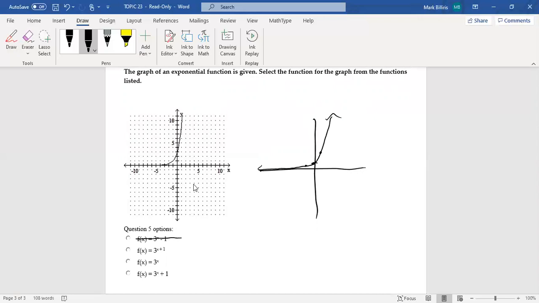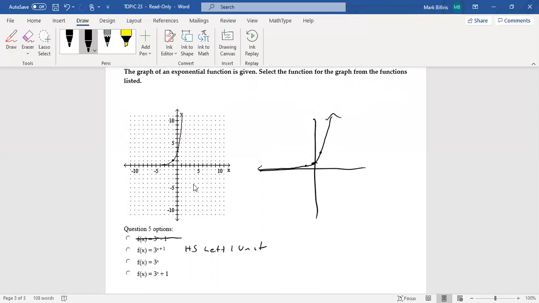So 3 to the x plus 1, since the 1 is being added to x, that deals with a horizontal shift to the left 1 unit. So if it were unshifted, our graph would have gone through (0, 1). If it's shifting to the left, then it would go through the point (-1, 1), which it does. So that's our answer. Let's look at the other two.